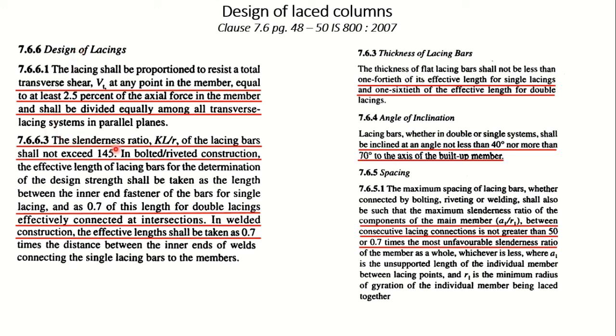And the slenderness ratio KL by R of the lacing bar should not exceed 145. Okay, so for KL by R, we know the center to center distance between the connections. K will be taken as 1.0, or for a single lacing system, it shall be 0.7 times the length over there. So KL can be calculated from here, and R will be the radius of gyration of the section which has been used in the lacing system. So this slenderness ratio for the lacing bars should not exceed 145.